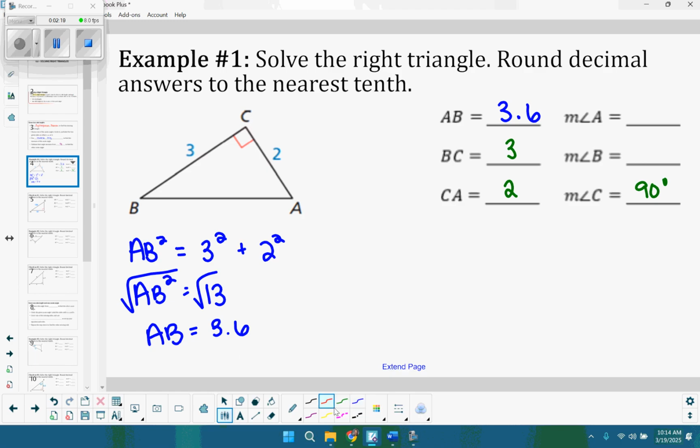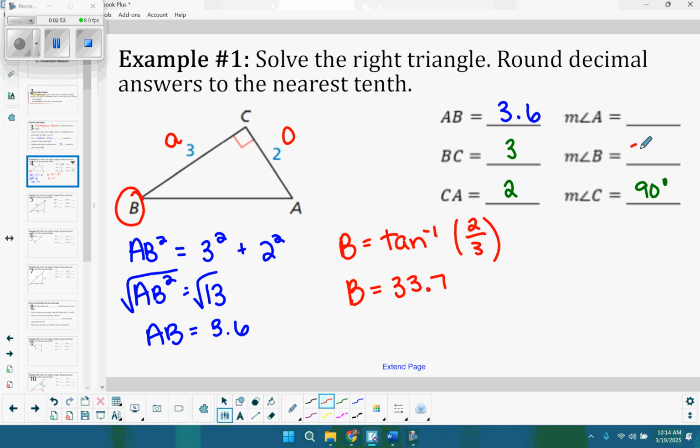And then it's up to me which angle I want to find. So I'm going to find B. We knew the side opposite, we didn't know the hypotenuse, and we knew the adjacent. So using our information from solving for angles, we have O and A, which is tangent. So B will equal the inverse tangent of 2 over 3 because it's O over A. Doing that, we get that B is 33.7. So the measure of angle B is 33.7 degrees.